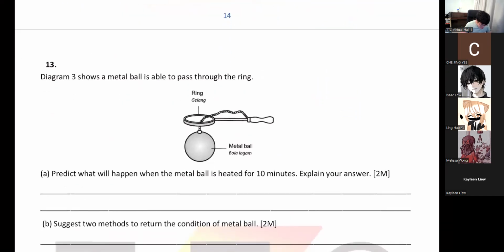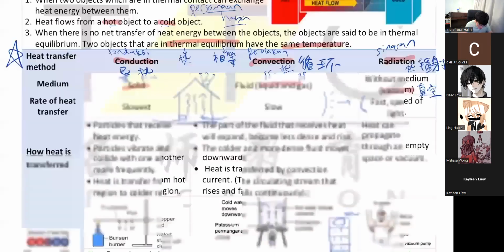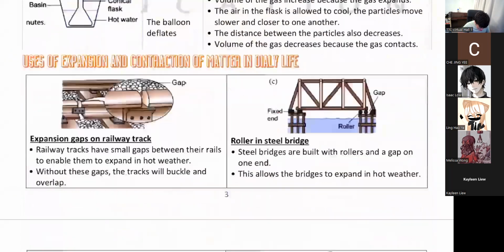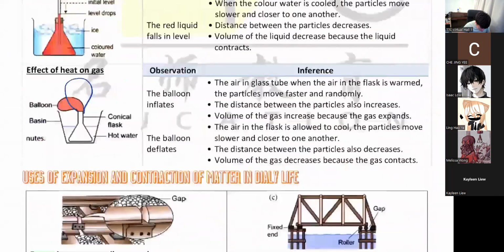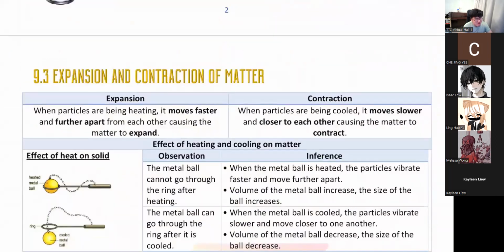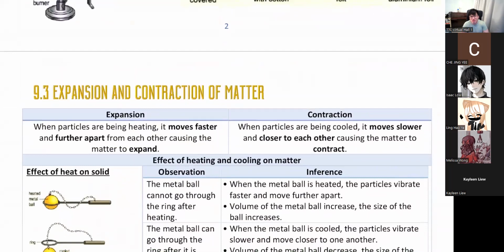Anyway, guys, let's jump back to our lesson, shall we? I want to finish this part today if we can. 9.3. Guys, please go back to page 3. Sorry for flipping you guys around. Let's go to page 3.